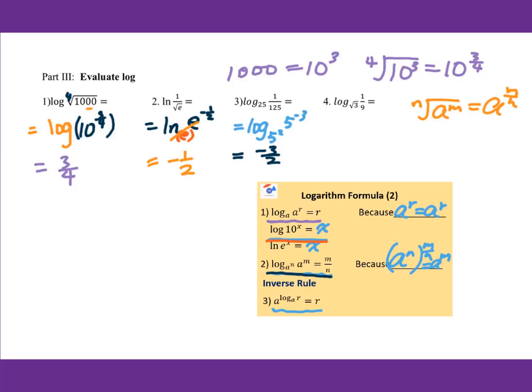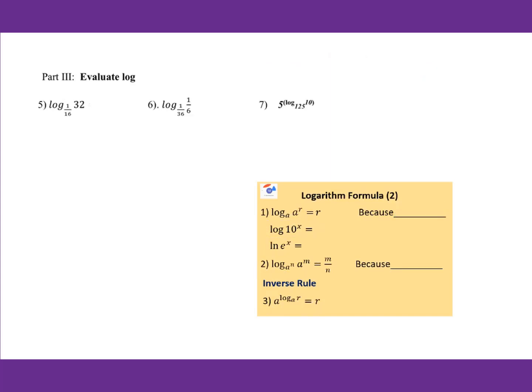For number 4, still you need to change into base 3 to the power for base and also the argument. Therefore, we got log base 3 to the 1/2 power. Then 1 over 9 I can change into 3 to the negative second power. Therefore, we got negative 2 over 1 over 2. This is a complex fraction. Therefore, you got negative 4. Now go to number 5.